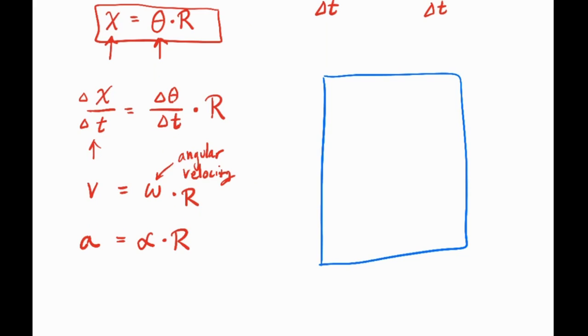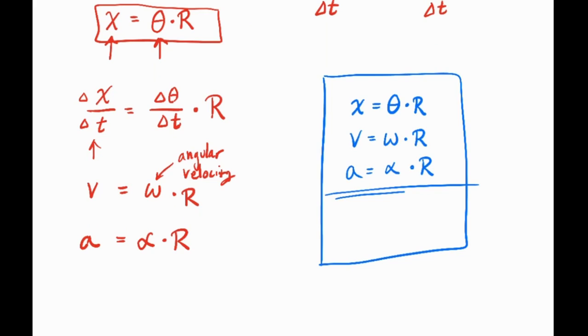So I can say, okay, well, position, or how far it has rolled, is equal to the angle that it rolled times my radius, or my velocity is equal to my angular velocity times radius, or my acceleration is equal to my angular acceleration times radius.